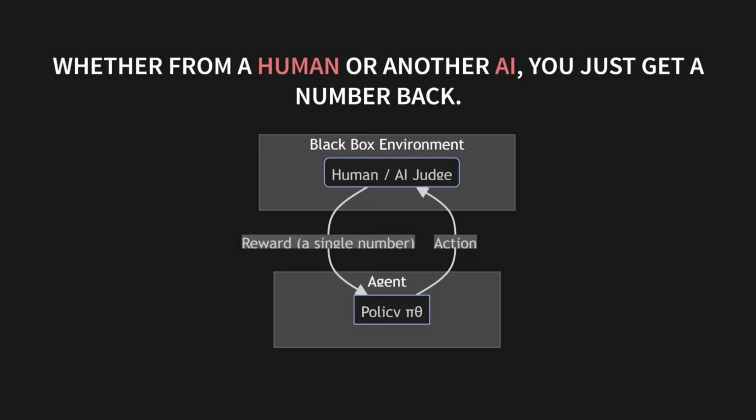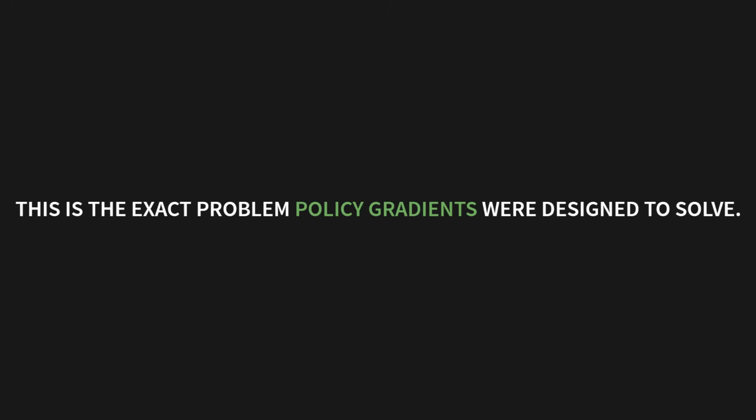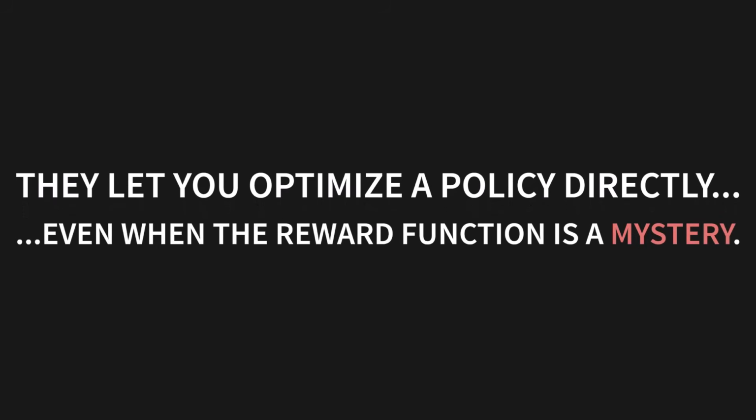That's it. And this is the critical part. You cannot backpropagate through a human's opinion. As you can see in this updated diagram, the path for gradients is just broken. It hits that black box and stops dead. This means standard gradient descent is completely useless here. This is the exact problem policy gradients were designed to solve. They let you optimize a policy directly, even when the reward function is a complete mystery.